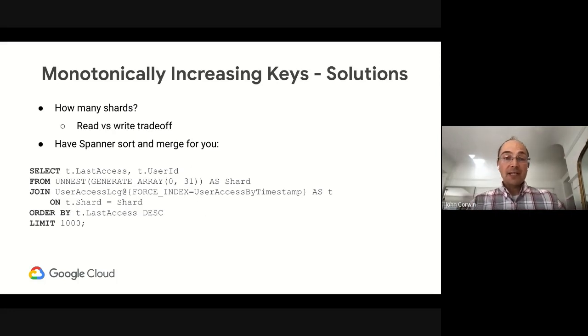One useful tip here is that when you write queries, you can actually have Spanner do this sort and merge for you. Here's a query that I've written. What is this doing? I know I have 32 shards, so it's going to generate an array with all of the numbers from 0 to 31 inclusive, and it's going to join that back with my table. This is a very efficient query to get me all of my last accesses by access time in the presence of sharding.